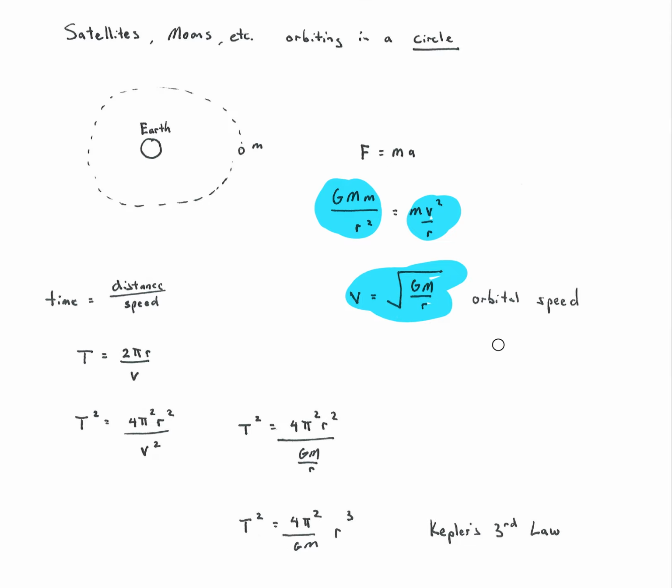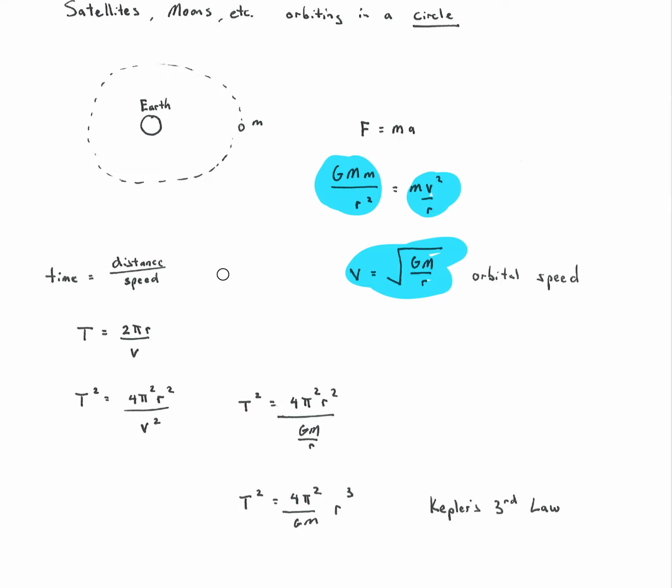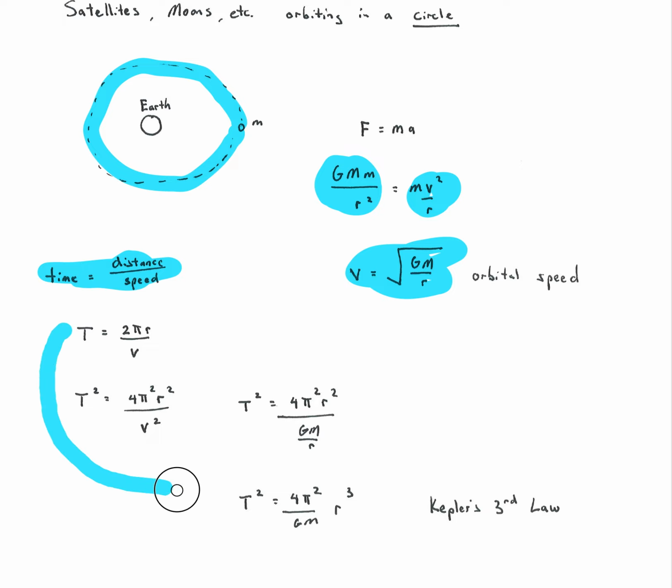If I wanted to derive Kepler's third law, I could think about the time. Time equals distance over speed. That's like back to 5th grade, right? Take this distance, divide it by the speed at which you're traveling, and that's going to give you the time. If you follow this algebra from here to here, you're going to get Kepler's third law, which says that the period squared is proportional to r cubed. So that's all circular motion stuff.